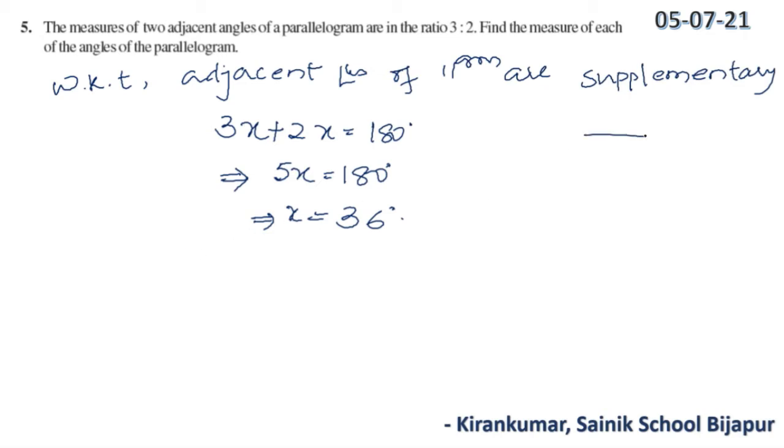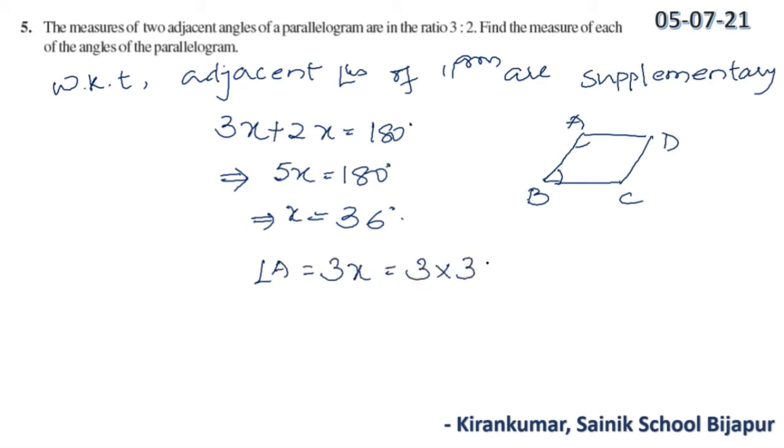So if I name this parallelogram ABCD, the adjacent angles are in the ratio 3:2. So angle A is 3 times x, which is 3 times 36, which is 108 degrees. And angle B will be 2x, which is 2 times 36 degrees, which is 72 degrees.